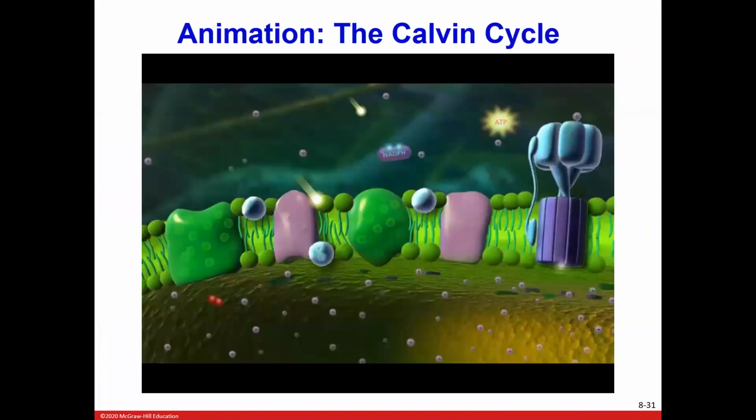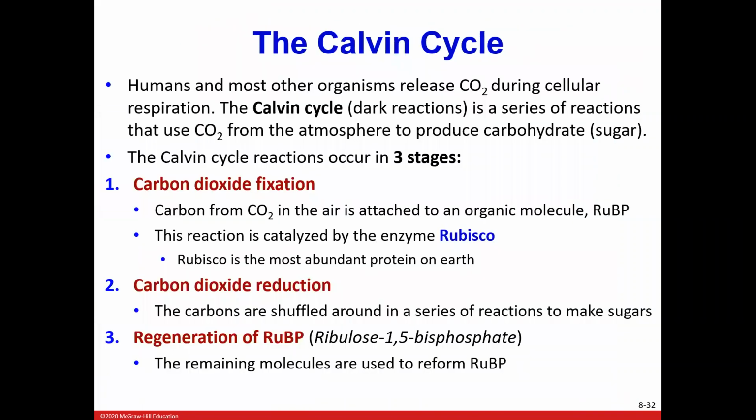Okay. So that's where we ended before. So now we're on to the Calvin cycle. Humans and most other organisms release CO2 during cellular respiration. So there's CO2 out there in the environment, in the air.